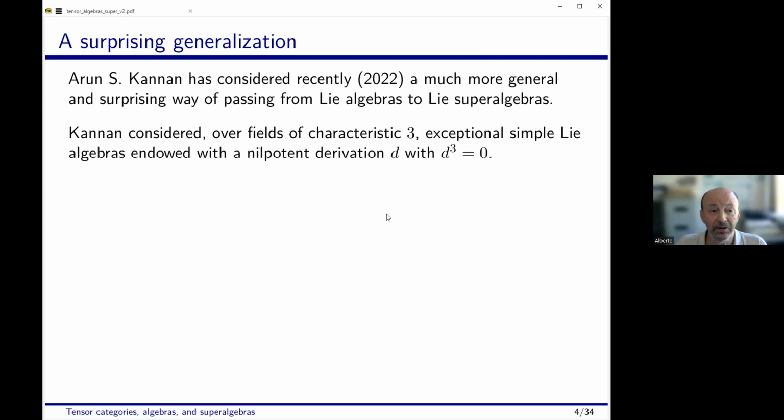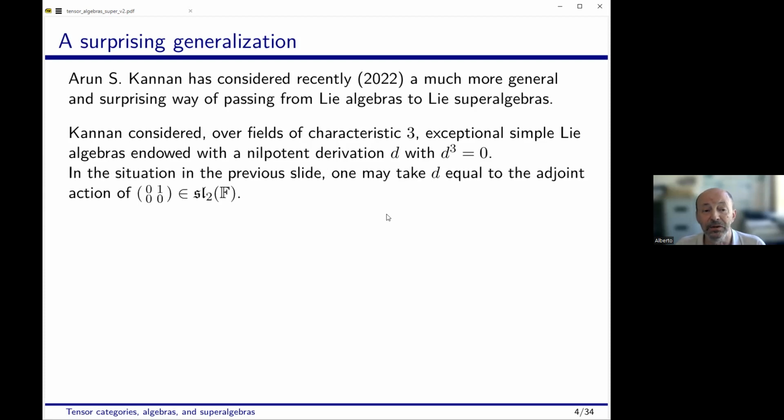And once you have a Lie algebra with a nilpotent derivation of degree 3, and this is the case that I have in the original situation that I consider with the symplectic triple systems, because we can always take the adjoint action of a nilpotent element in SL2, and this gives a nilpotent derivation of order 3 in the whole Lie algebra G that we were considering. So this is related to the situation I presented before.